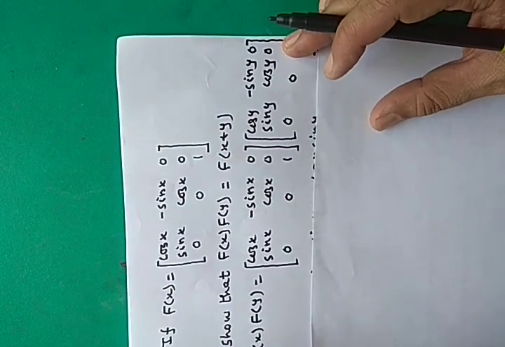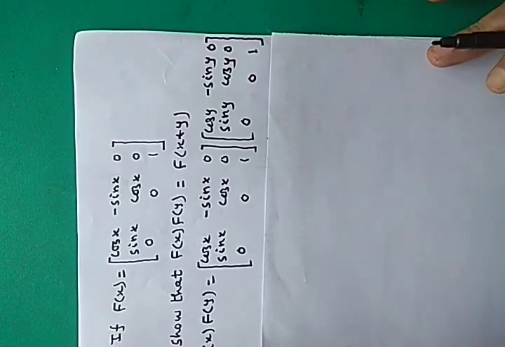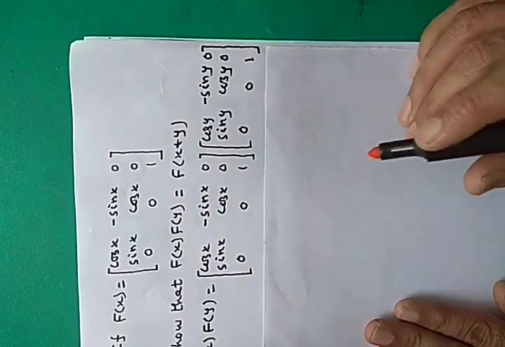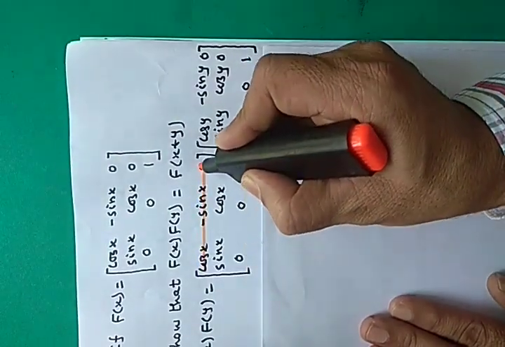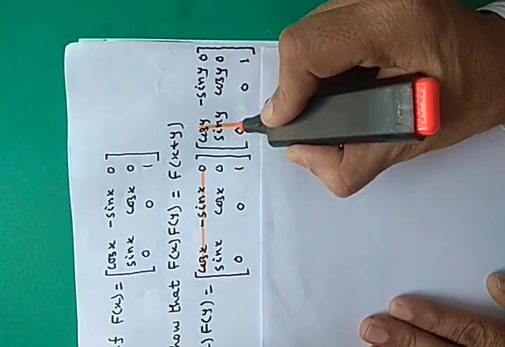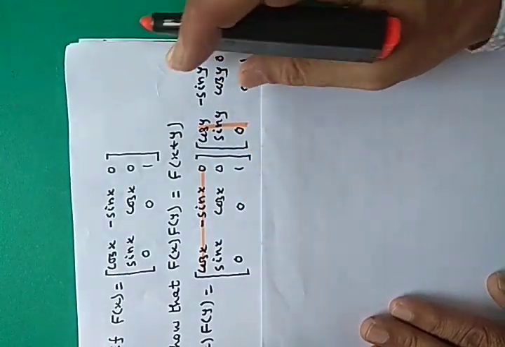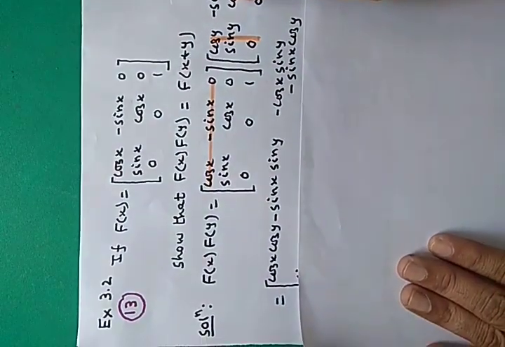Now, how to multiply these two matrices? You know how to multiply two 3 cross 3 matrices. So first you have to look at what will be the first element. First element means A11. How to find out A11? To find A11, you have to multiply the first row with the first column. So when you multiply the first row with the first column, what will be the product?